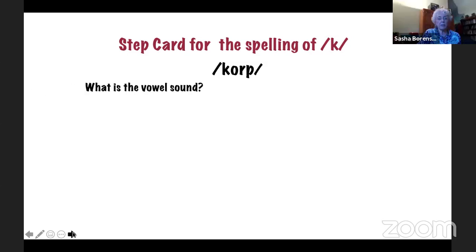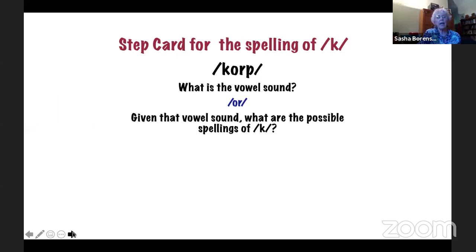Okay, so let's do this. What we have to say to ourselves first and foremost is, what is the vowel sound? And the vowel sound is or. And given that vowel sound, what are the possible spellings?